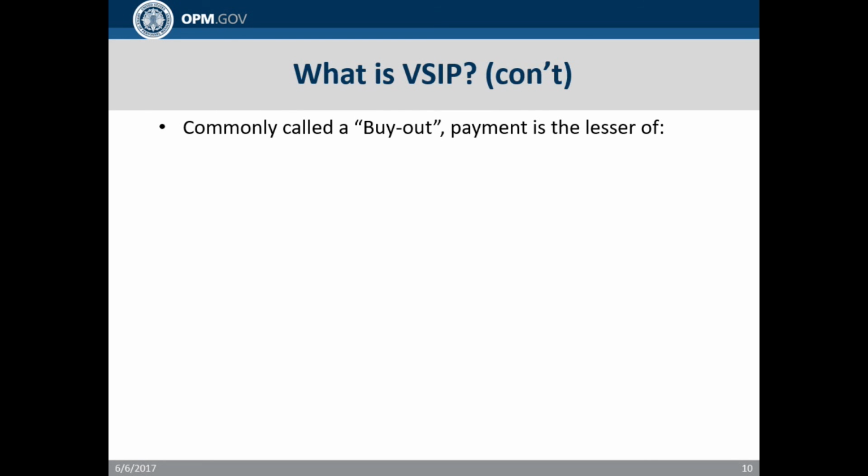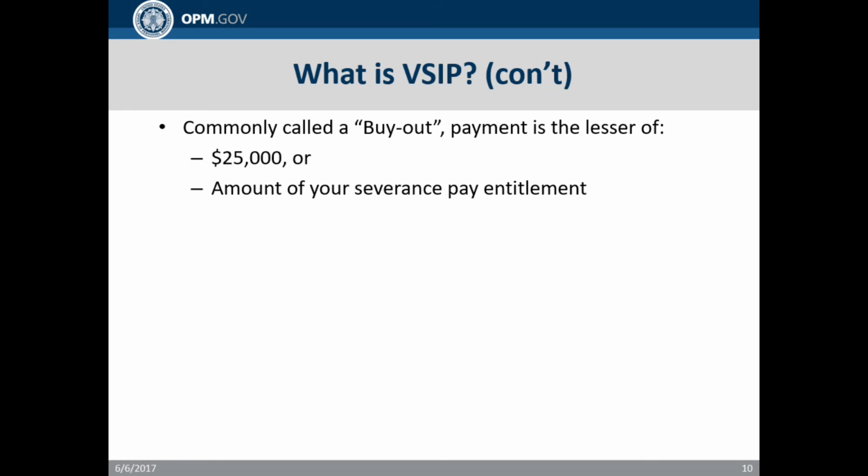So what is VSIP? VSIP is commonly called a buyout, and the payment of a VSIP is the lesser of either $25,000 or the amount of one's severance pay entitlement. So what this means is that an employee who applies for a VSIP may not automatically get the full $25,000. If he or she is fairly new to the government, their severance pay entitlement might not actually reach the $25,000. So let's say their severance pay entitlement equates to $15,000. Then it may be the case that the highest amount of VSIP they can be paid would be $15,000.